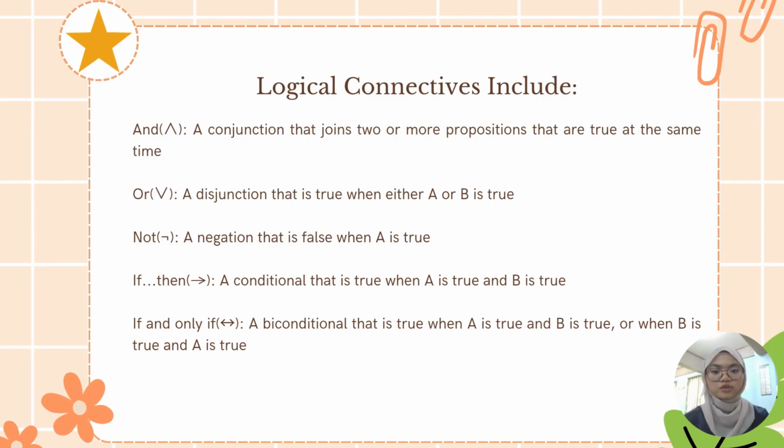Logical connectives also include: and, a conjunction that joins two or more propositions that are true at the same time. Second one is or, a disjunction that is true when either A or B is true. Not, a negation that is false when A is true. If, then, a condition that is true when A is true and B is true. If and only if, a biconditional that is true when A is true and B is true, or when B is true and A is true.